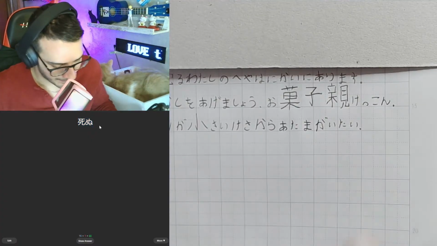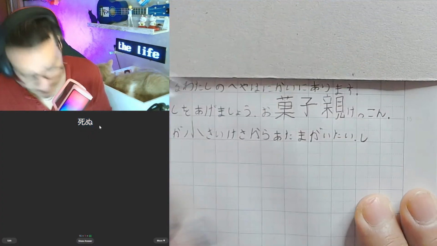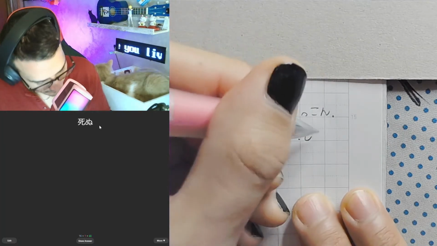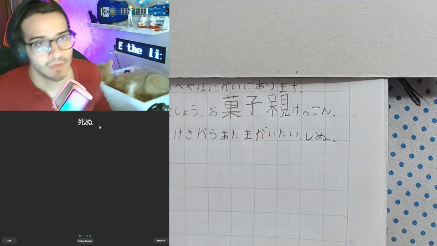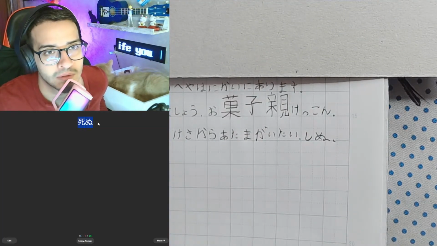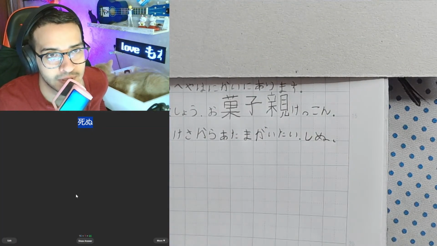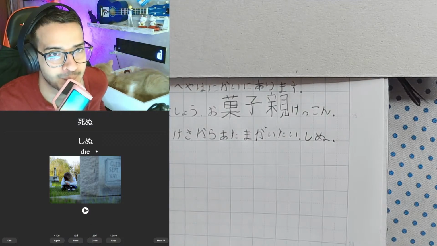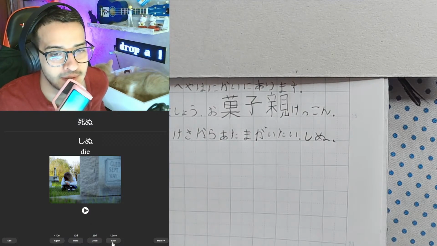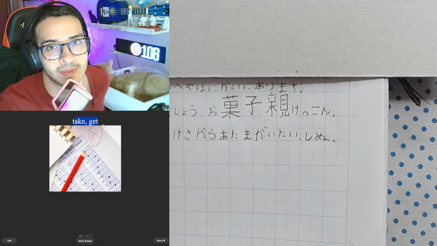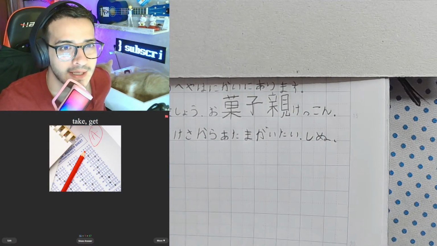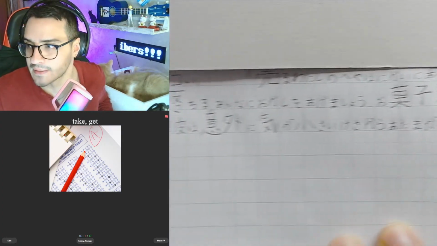And what does it mean? Se no. 死ぬ, meaning to die. To die. 死ぬ。Easy. How do we say take or get in Japanese?